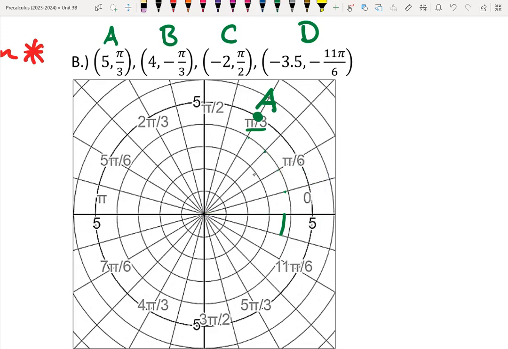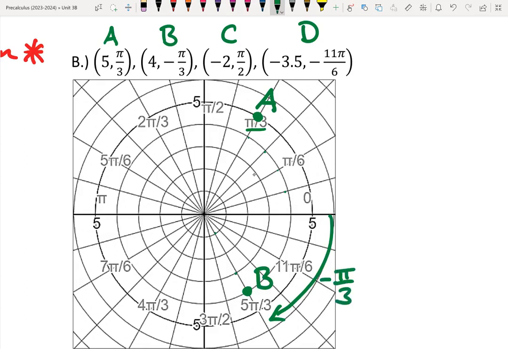So we're at 5 pi over 3, and then what is our distance from 0, Brandon? 4, right? So at 5 pi over 3, going out 1, 2, 3, and 4, that would be point B. Again, going out there, that is a negative pi over 3.